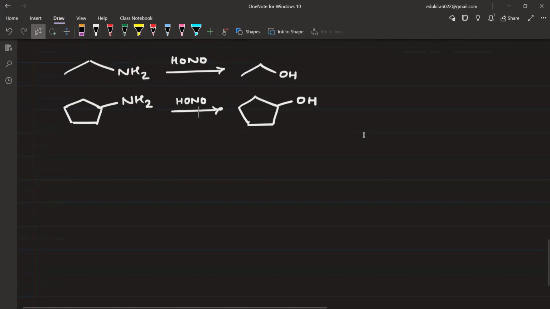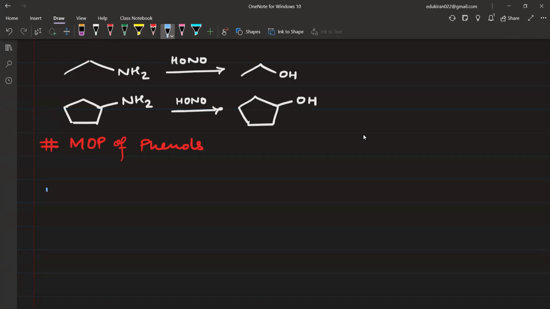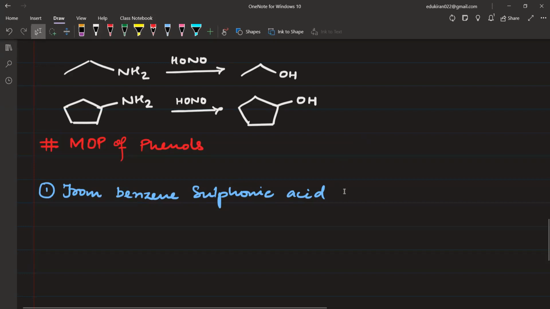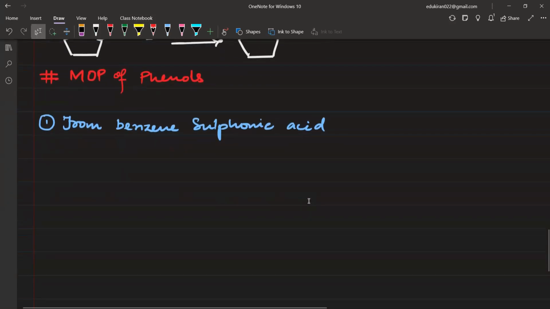So we have 5 methods of preparation for alcohol. Now write the next method of preparation of phenols. In this, you will write number 1, from benzene sulfonic acid. First of all, we will make the benzene sulfonic acid.